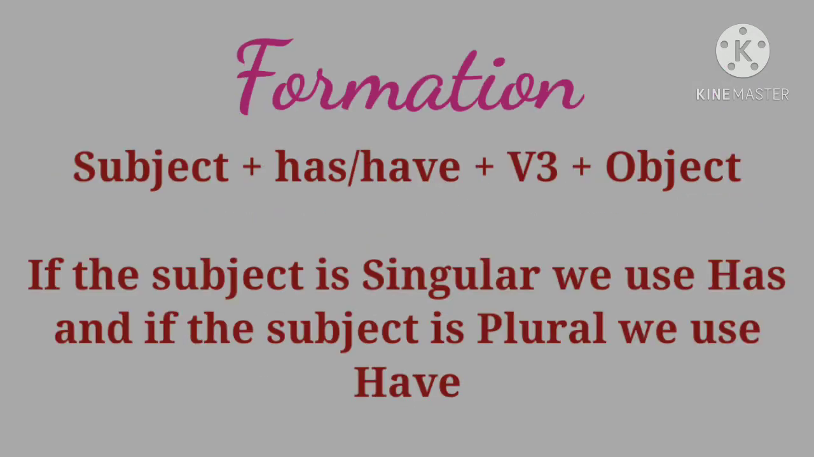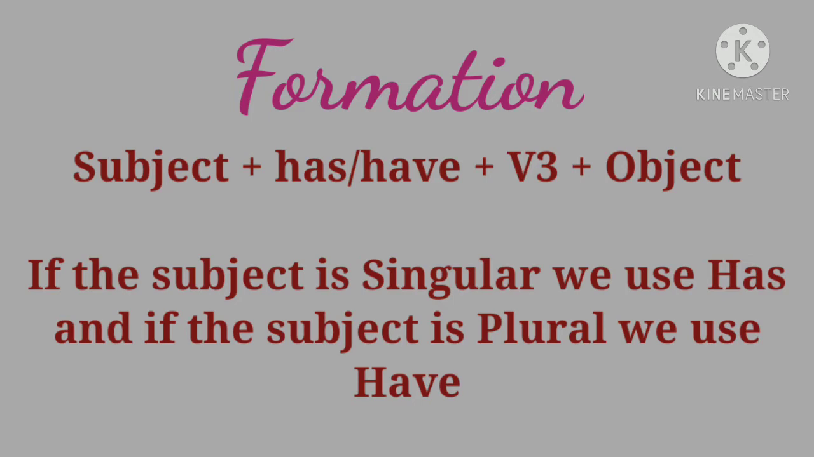So now let us see the formation of present perfect. First comes the subject. After the subject we write has or have. Then we write the verb 3 and last we write the object. Now if the subject is singular, we use has. And if the subject is plural, we use have. So here we need to see the subject. If it is singular, we use has, and if it is plural, we use have. And after that, we have to write verb 3. Why? Because it is a perfect tense. So in all the perfect tenses, we are going to use verb 3.